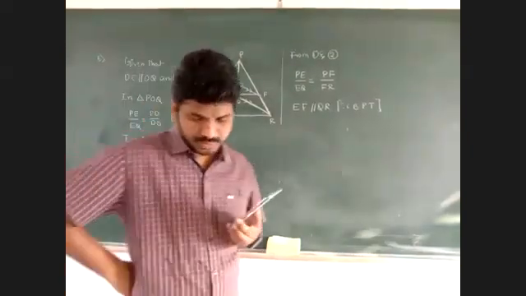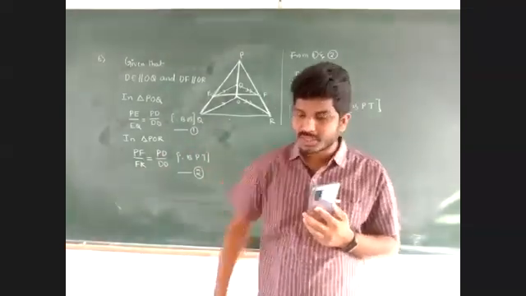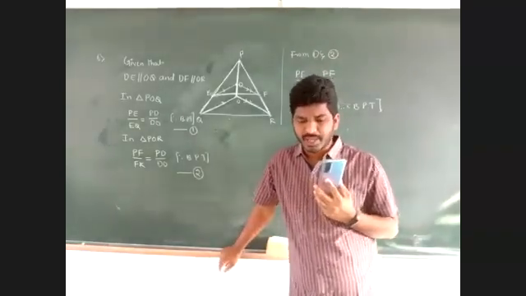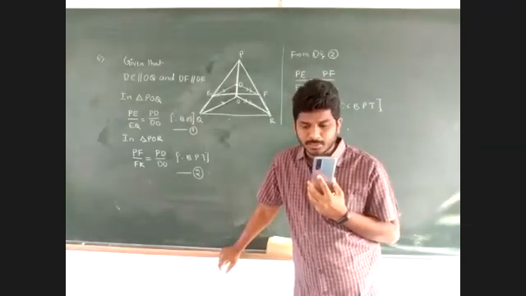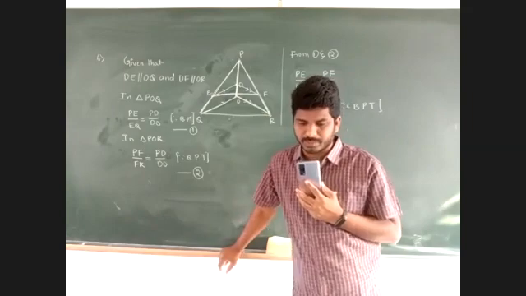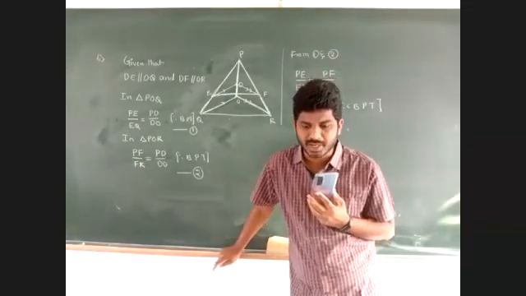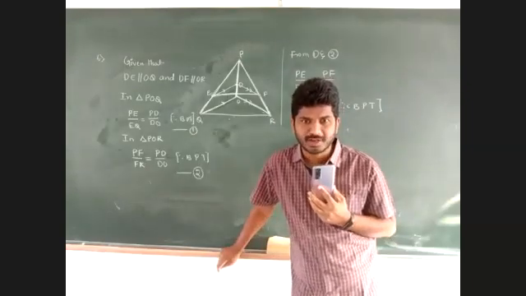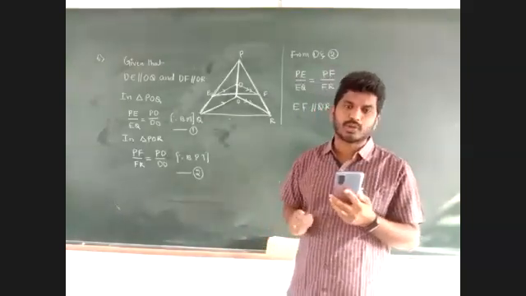In the adjacent figure, A, B, C are points on OP, OQ, and OR respectively, such that AB is parallel to PQ and AC is parallel to PR. Then prove that BC is parallel to QR.